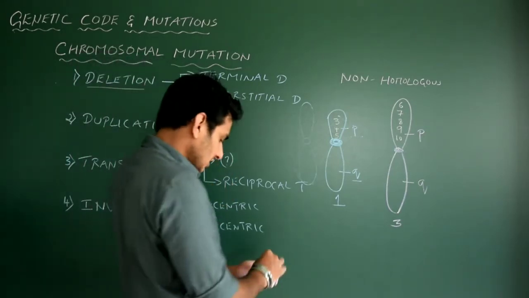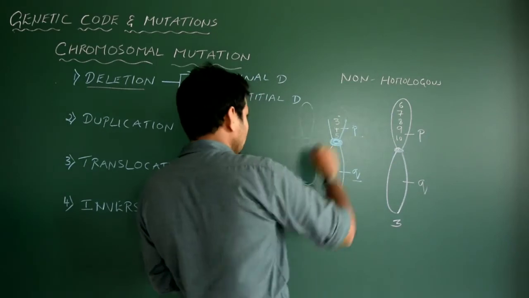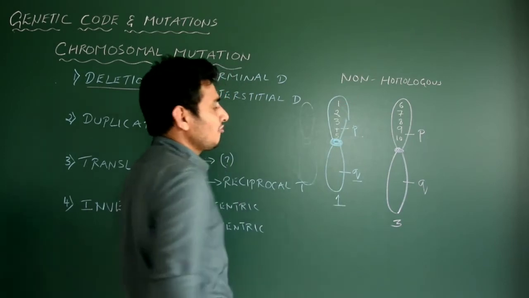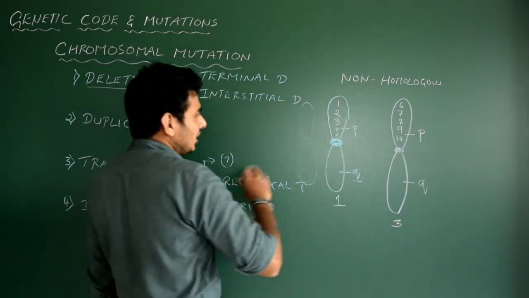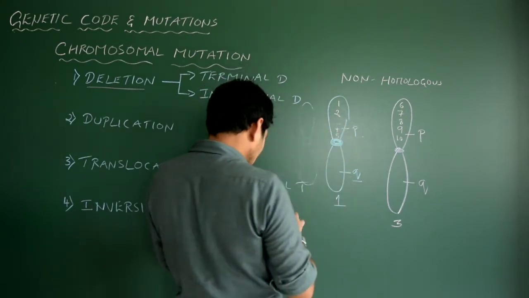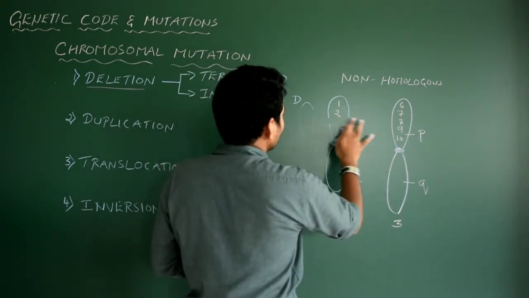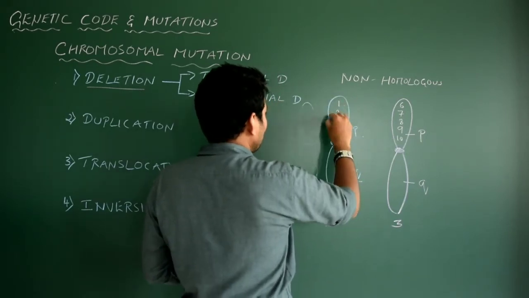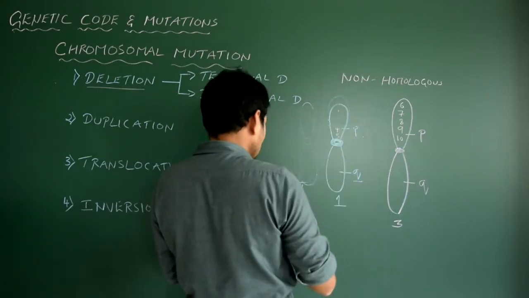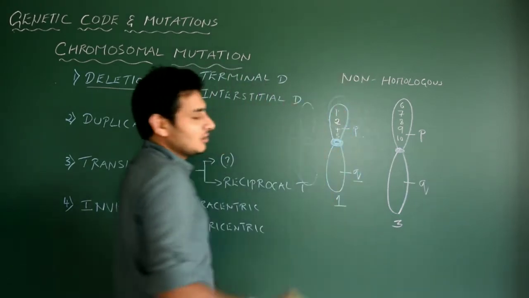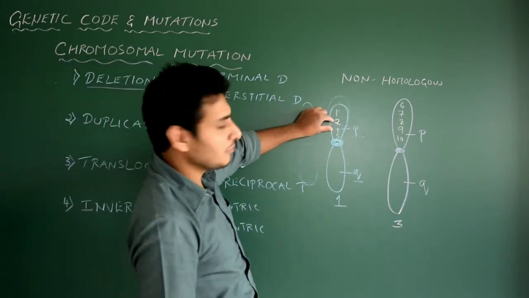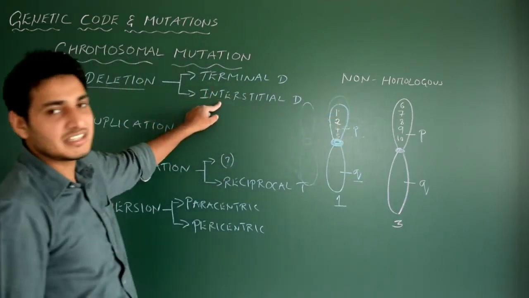Interstitial deletion. What is this interstitial deletion? Let me redraw the same chromosome containing genes 1, 2, 3, 4, 5. Interstitial in the sense, let me remove this segment. This particular segment is now removed, deleted. So I need to redraw it again. Let me write 1, 2. Gene number 3 is now deleted, removed, because of the deletion of a segment in the middle of the chromatid arm, that is interstitial.